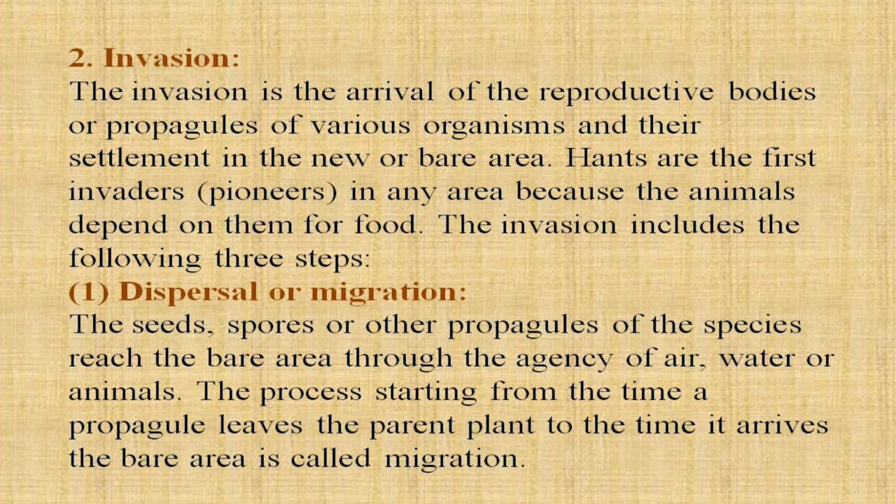The first one is dispersal or migration. In invasion, dispersal or migration is the first step. Here, the seeds, spores or other propagules of the species reach the bare area through the agency of air, water or animals. The process starting from the time a propagule leaves the parent plant to the time it arrives at the bare area is called migration or dispersal.